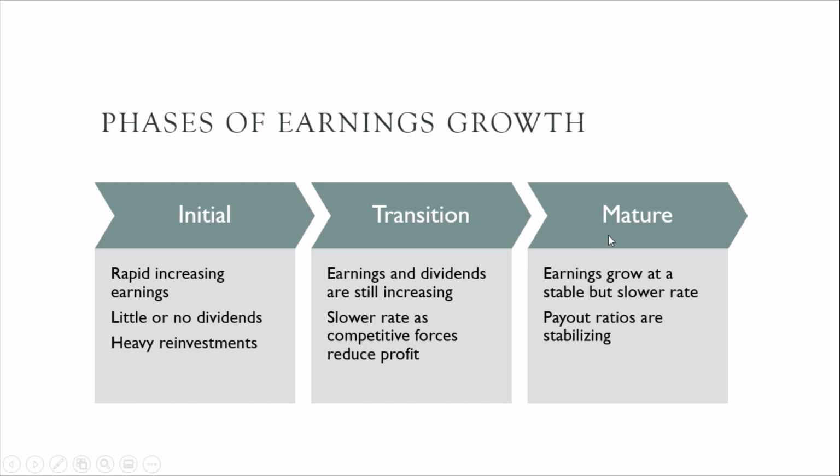And then, sa mature stage naman, earnings grow at a stable but slower rate. So, hindi na ganun kataas yung pagtaas ng growth rate kasi na-reach niya na yung highest potential niya. Nandun pa rin, nag-grow pa rin, but hindi na ganun kabilis as compared to the initial stage. And of course, payout ratios are stabilizing. Ibig sabihin, mas generous na sa pag-i-issue ng dividends yung firm kasi stable na yung kanyang earnings potential.